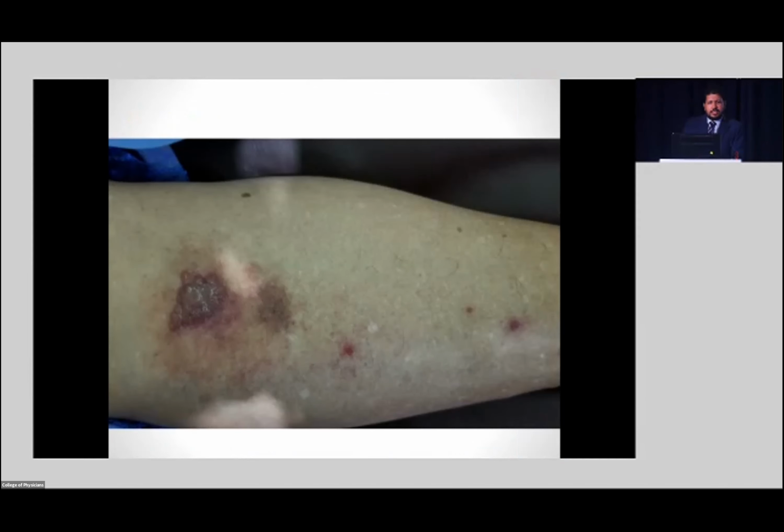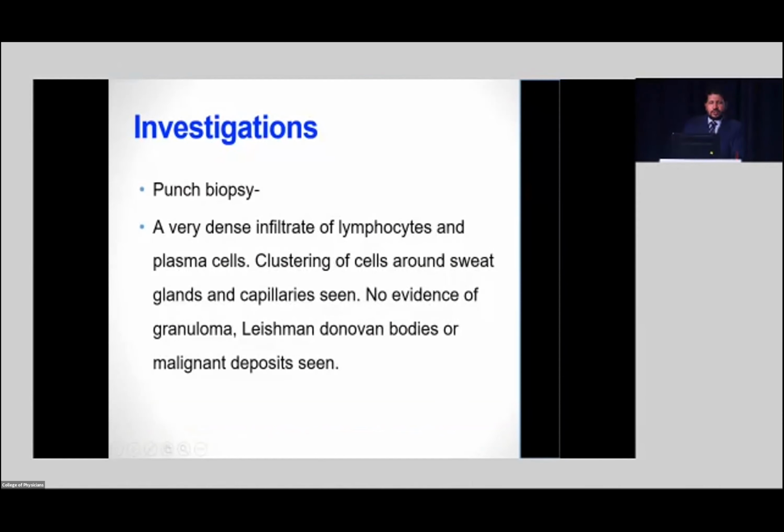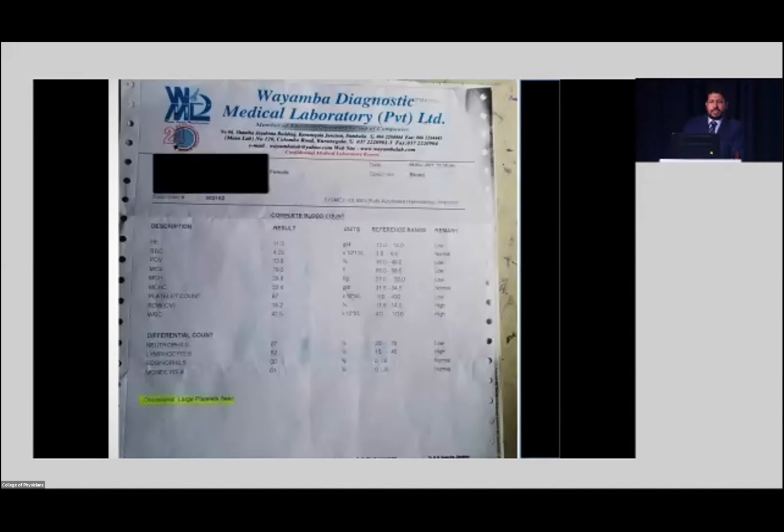So this lady came with this asymptomatic plaque, which is progressively enlarging. You might appreciate that there are multiple satellite lesions elsewhere. I don't know if you can see my arrow elsewhere as well. And a close-up shows that it's a red fleshy plaque with multiple satellite lesions. So we did a biopsy, which showed a very dense infiltrate of lymphocytes and plasma cells. Since she was from Dambulla, we checked for leishmaniasis. There was no evidence. There was also no evidence of secondary malignant deposits.